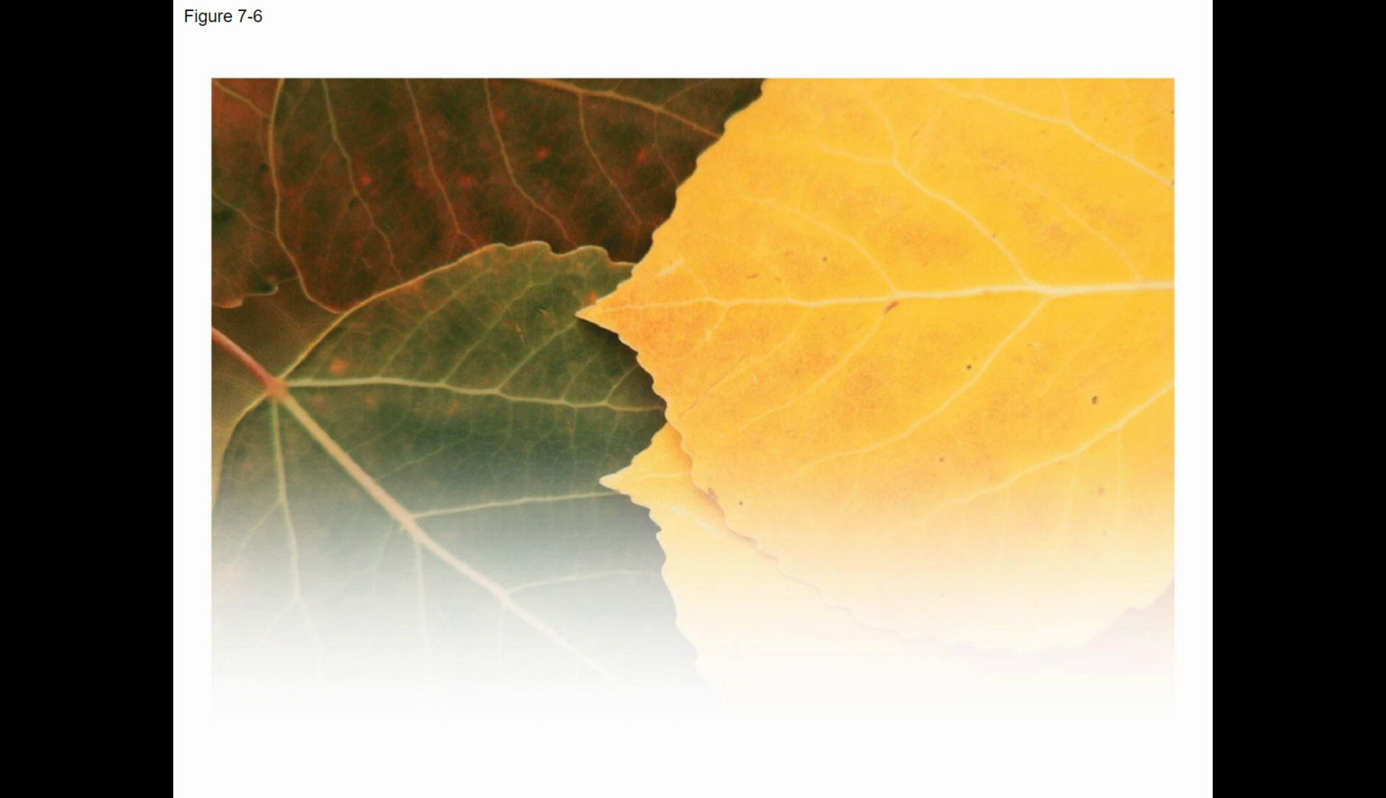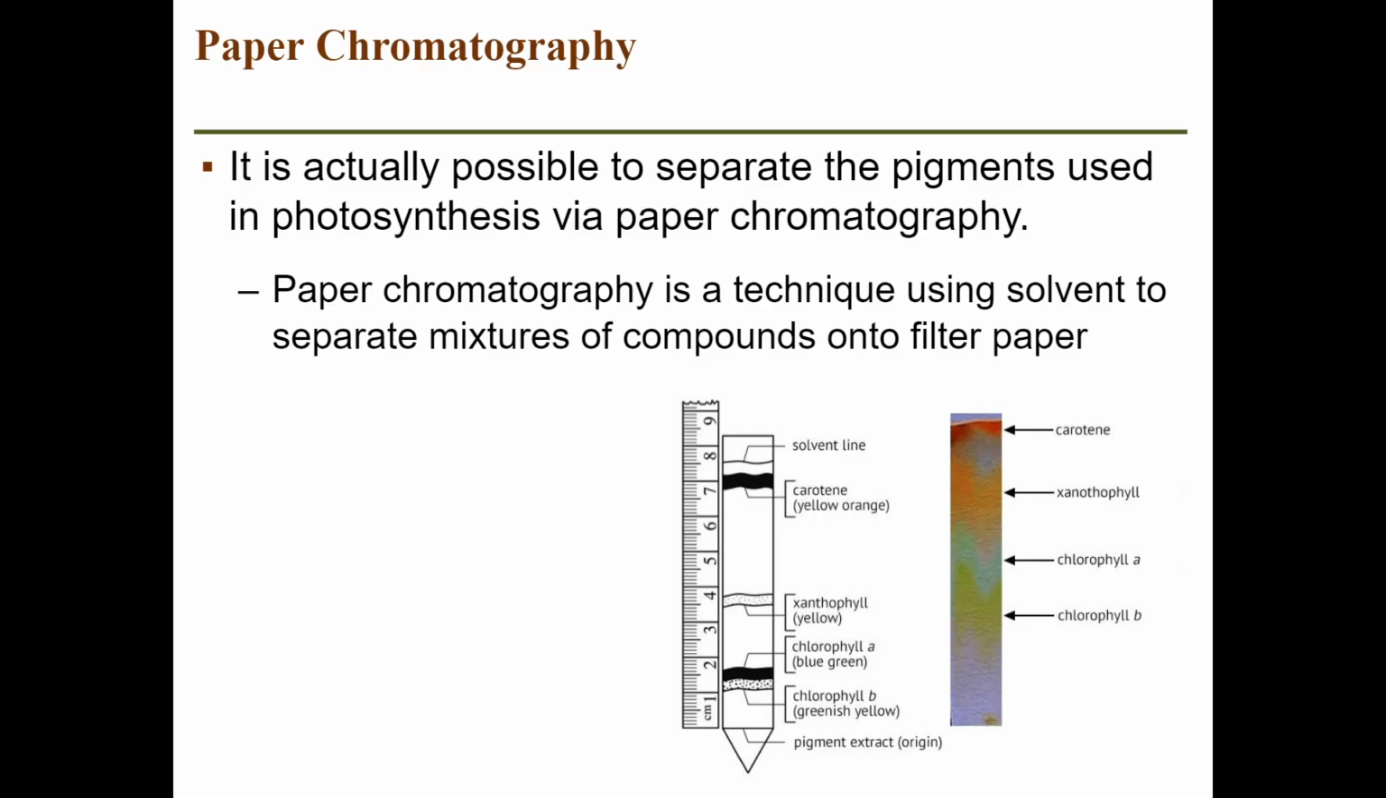So here are just some examples. We could see yellow, purple to green, and these are all emitting or reflecting different wavelengths of light. So it's actually possible to separate the pigments used in photosynthesis via paper chromatography, which we gave a shot last week. And paper chromatography is a technique using a solvent to separate mixtures or compounds onto filter paper.